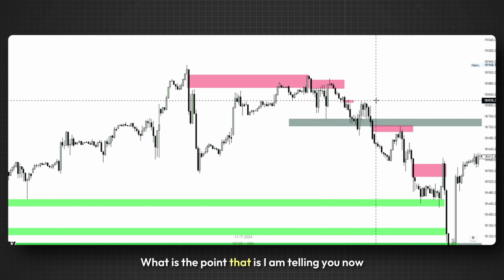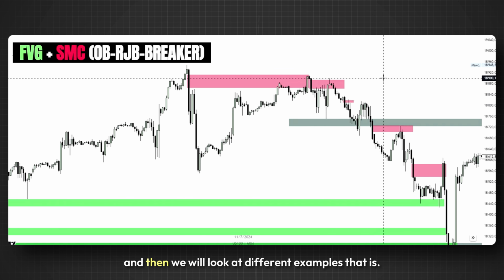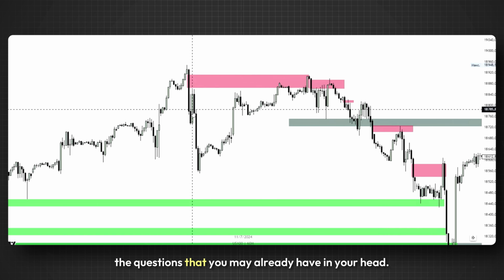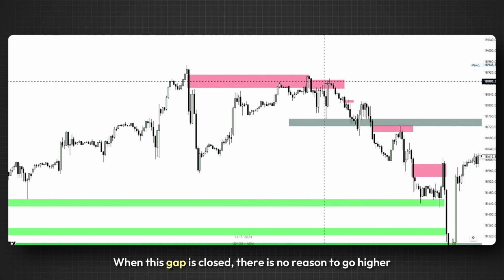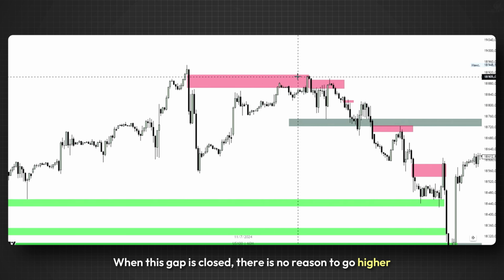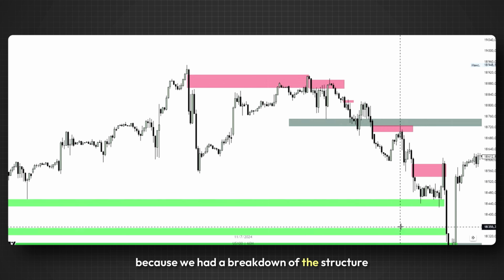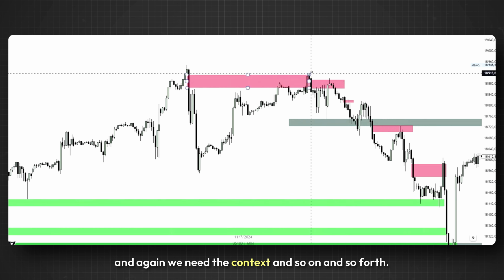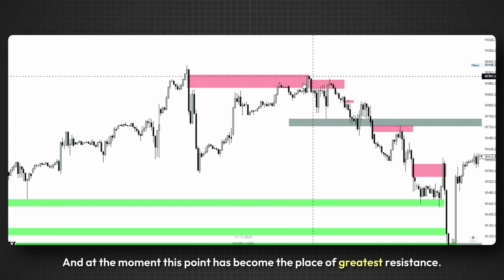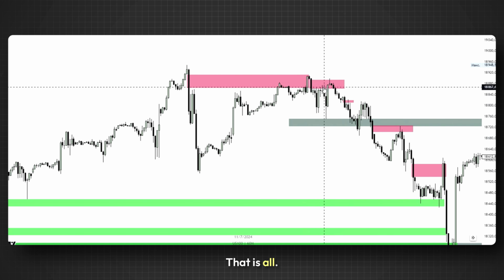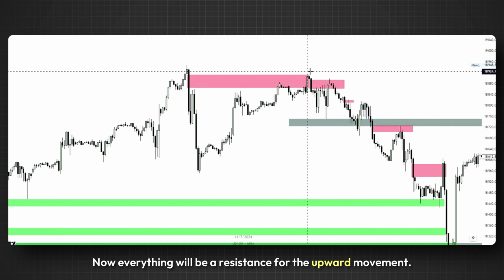I am telling you this now, and then we will look at different examples. I will try to answer as comprehensively as possible the questions that you may already have in your head. What is the point here? When this gap is closed, there is no reason to go higher, because we had a breakdown of the structure, and again, we need the context. And at the moment, this point has become the place of greatest resistance. Now everything will be a resistance for the upward movement.